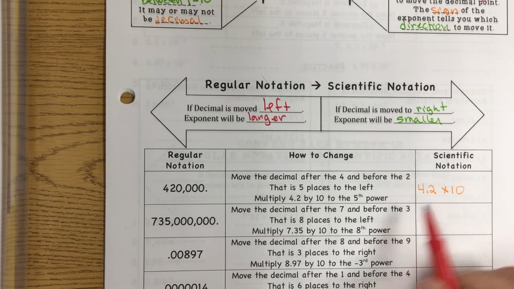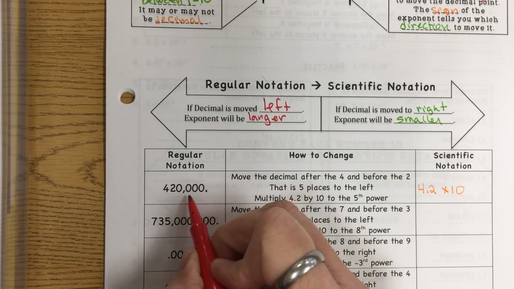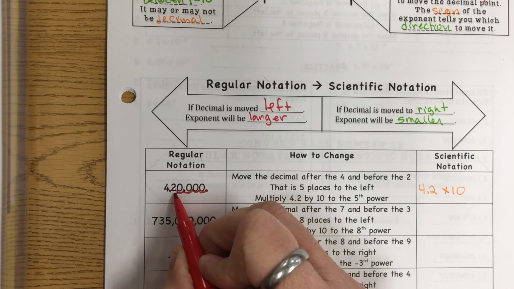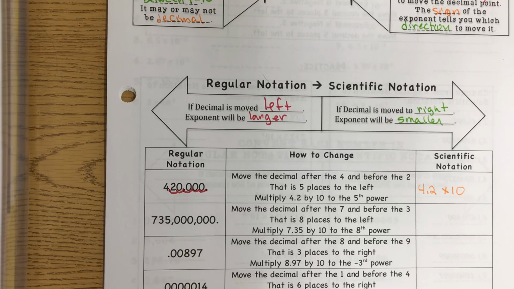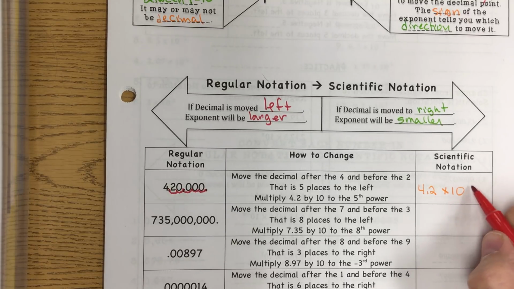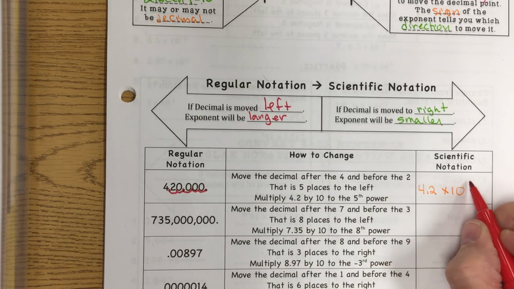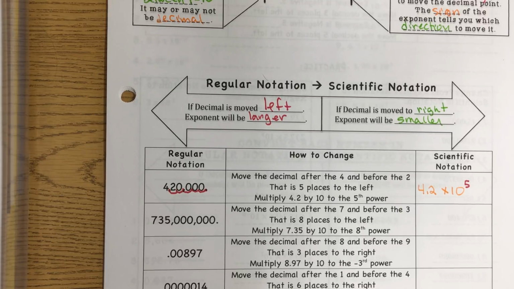I need to move this decimal point over until it gets to here. So I'm going over 1, 2, 3, 4, 5. Now this is 420,000. That is a very large number. So that means the exponent is going to be positive. The larger the number, the exponent is going to be positive. So we moved it over 5 times, so my exponent is 5. The reason that it's positive is because this number right here is a big number.